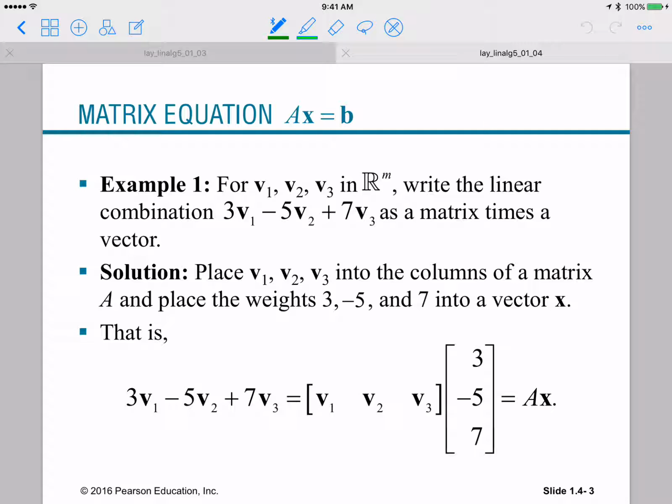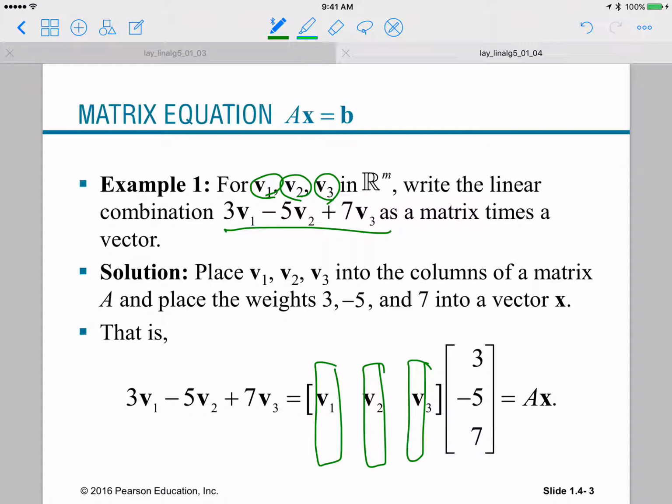Okay, then let's think about this example. We are given v1, v2, v3. And then we think about this linear combination, and let's change it into matrix-vector form. We have v1, v2, and v3, and then we bring those linear combination coefficients into here and form this vector, right? This one will be our matrix A and vector x.